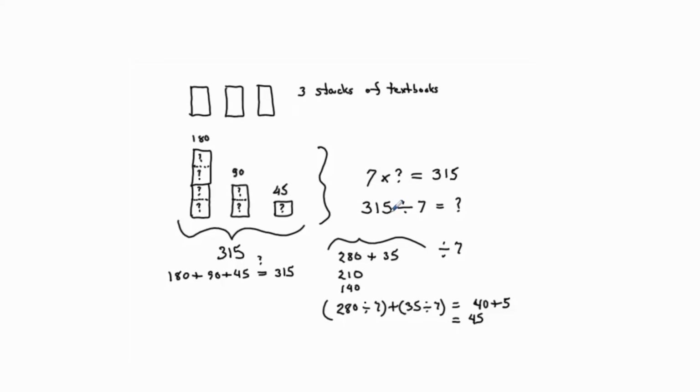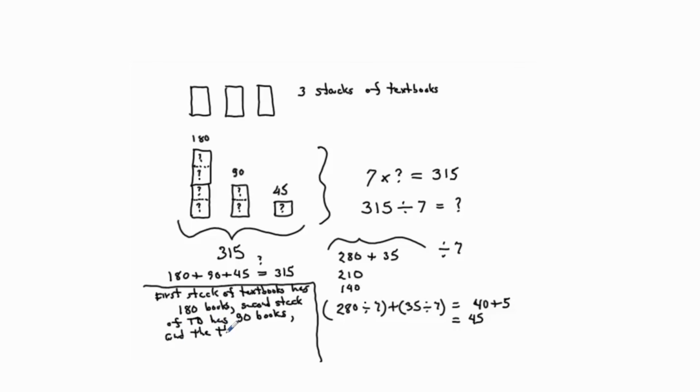So I need someone here to write down what it is we discovered. First stack of textbooks has 180 books. The second stack of textbooks, I'm going to write TB, okay, of textbooks has 90 books in it, and the third stack of textbooks has 45 books, finished with a period.